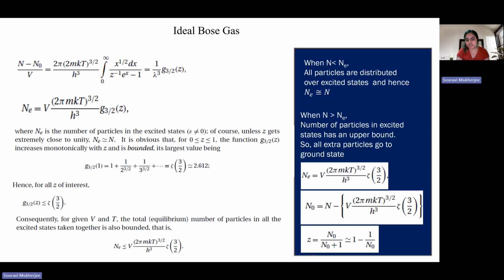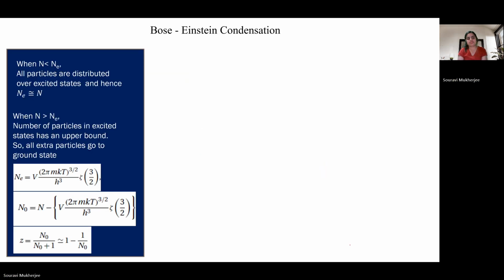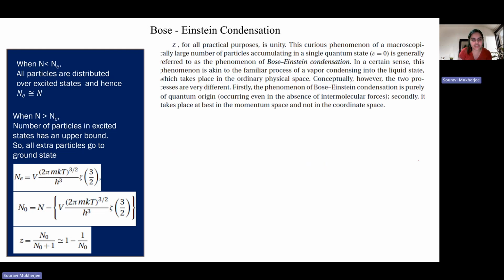So you can define Z as N naught by N naught plus 1, which is given as 1 minus 1 by N1. Okay. So that means as the Z value goes closer to unity, the number of particles getting accumulated at the ground state keeps on rising. Okay. So now with this knowledge, what we want to do is see physically what is happening.